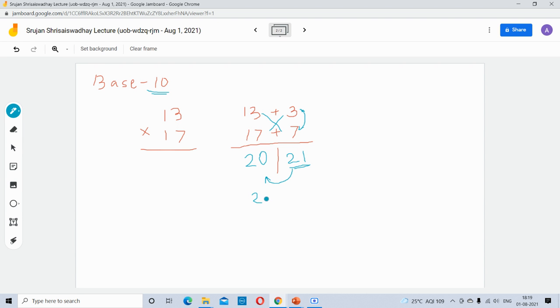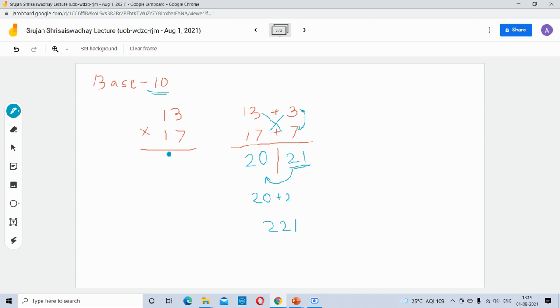So I'm going to add this 20 plus 2, so that comes out to be 22. So my answer comes out to be 221. Now you can just see whether you will be getting the answer 221 or not. 13 into 17, that comes out to be 221. Just see it, so you are getting the answer 221. So this is how you can find it very easily.